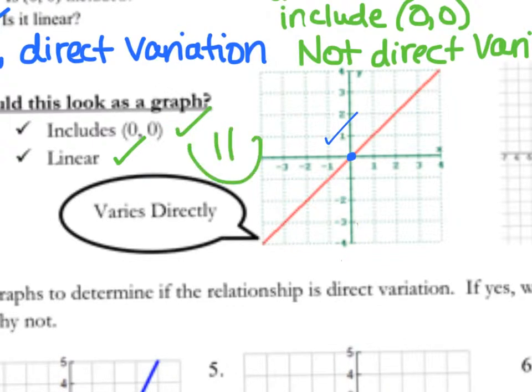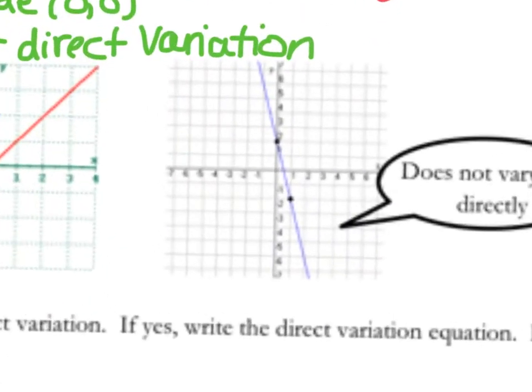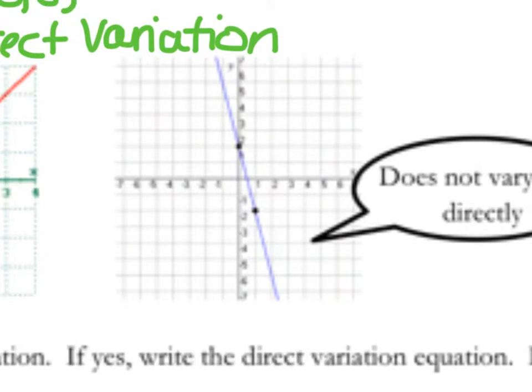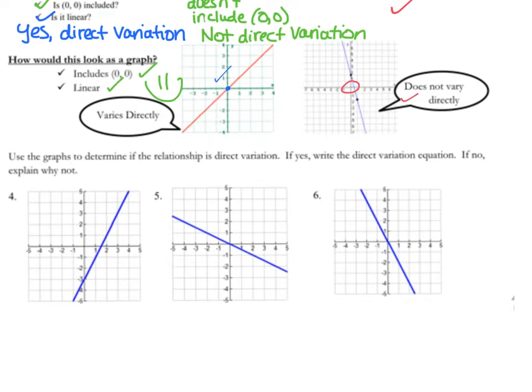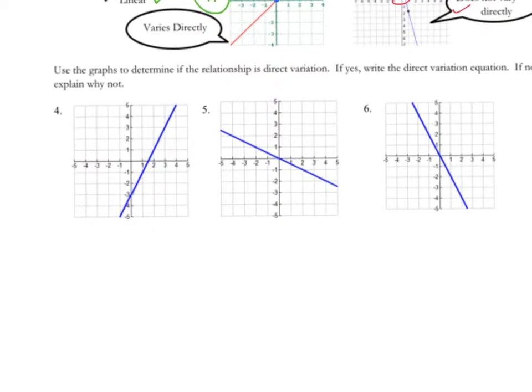All right, very nice. Next one. Okay, first check, 0, 0. Well, I can see right here that the blue line is not exactly going through 0, 0, so it does not vary directly. All right, now you guys can go ahead and try on your own.